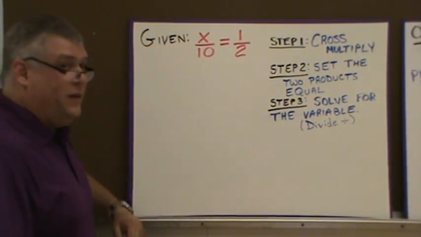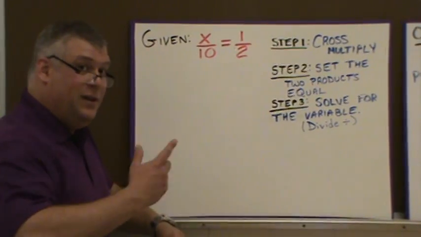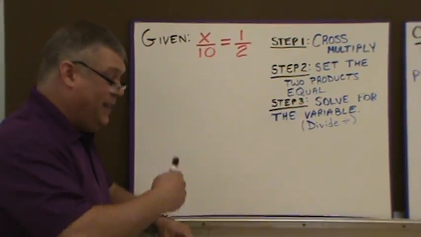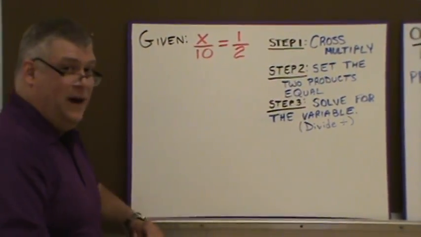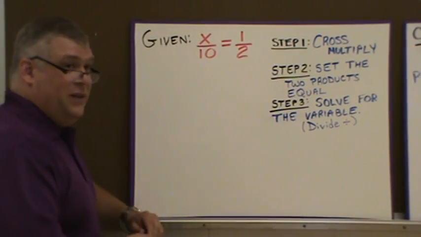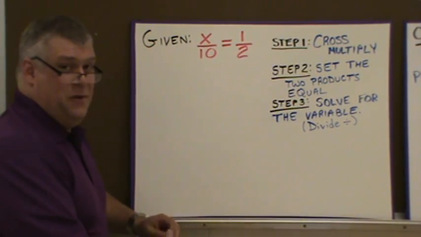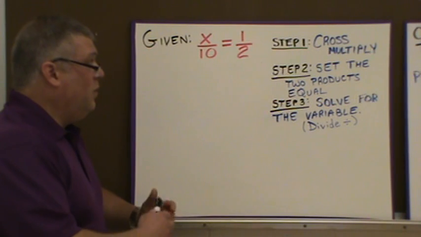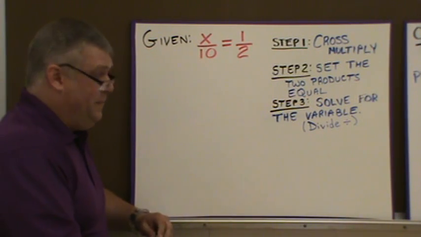You're given x over 10 equals 1/2. We already know the answer on this one. I gave it to you in the previous screen. We know it's going to be 5. Let's see if we can solve another way in case we didn't know what it was going to be. We're going to do this using a cross-multiply method.